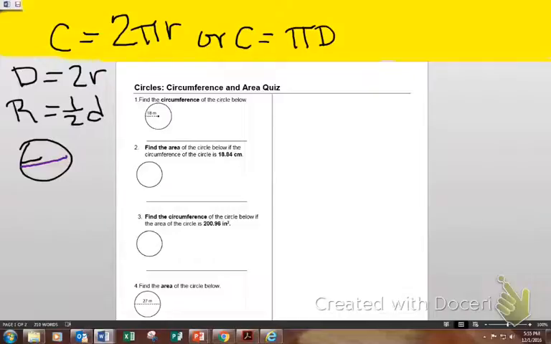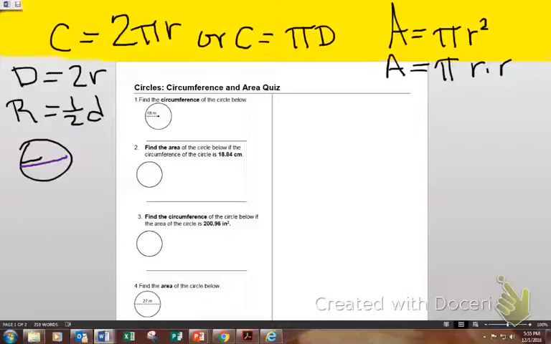The area of a circle is pi times the radius squared, or the radius times the radius. Area equals pi times r times r. The value of pi is equal to 3.14, or 22/7.